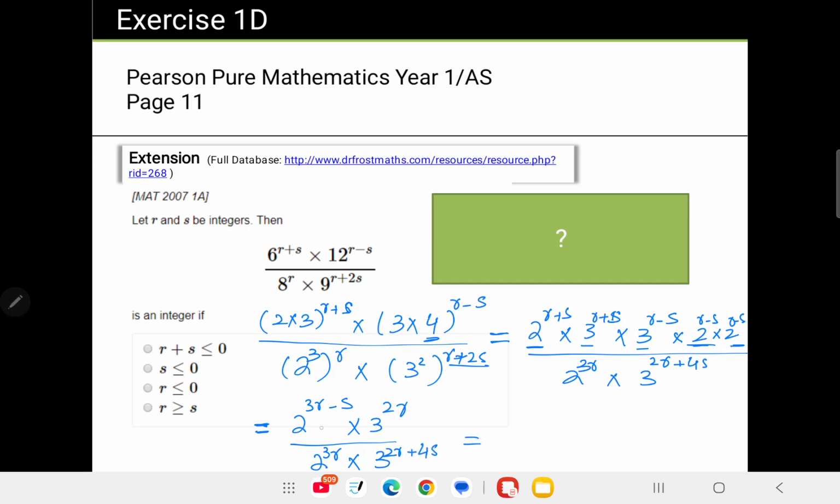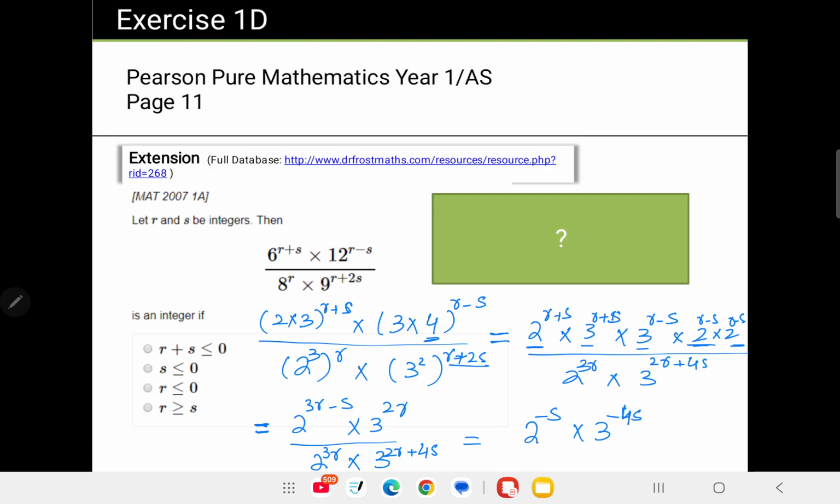Okay, so if you have to divide the numbers, the bases are the same, so you have to subtract the powers. So 3r take away 3r will be 0, so you're left with 2 to the power minus s, and from the other side 2r take away 2r is 0, so it will be 3 to the power minus 4s.